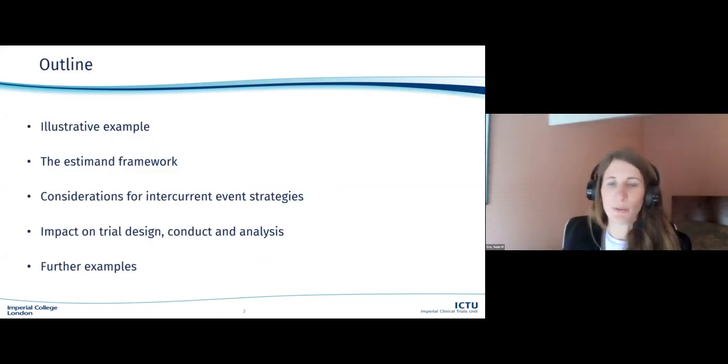To do so, we're going to consider designing a new trial in severe chronic eczema. We're going to work through the framework for this trial, and I'll cover some general considerations that surround the choice of strategy for handling intercurrent events. Then I'll go through the impact on trial design, conduct, and analysis. And I'll finish with some real-life applications of the Estimand framework. This will include a COVID vaccine trial and a surgical trial.